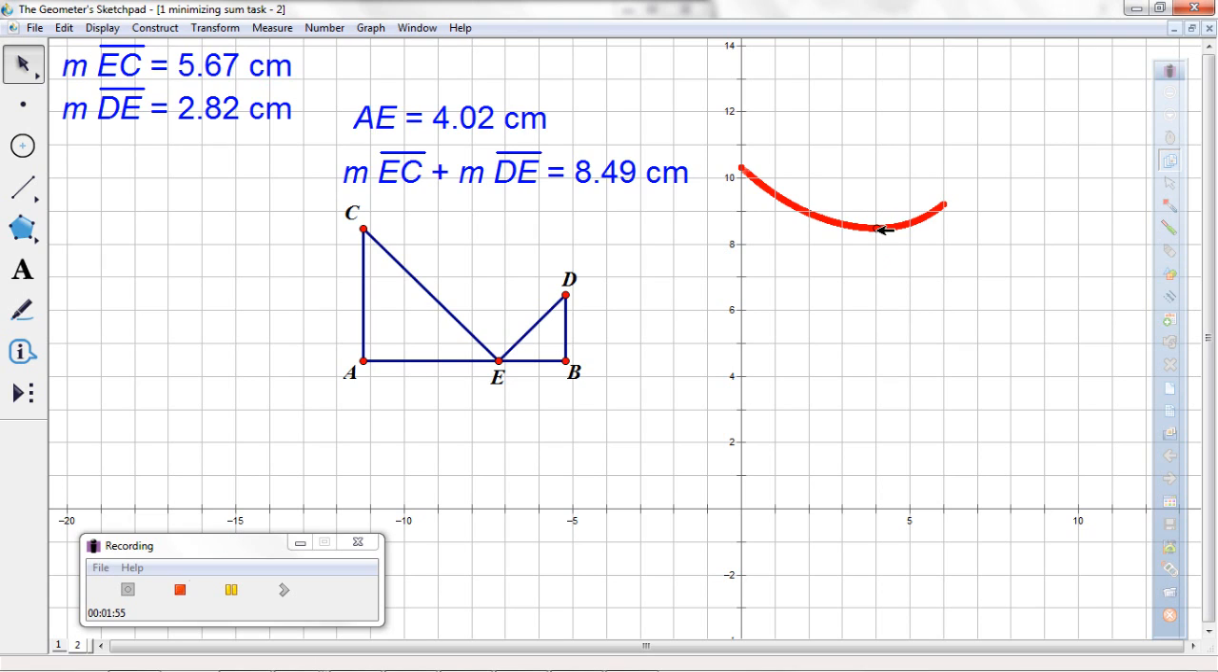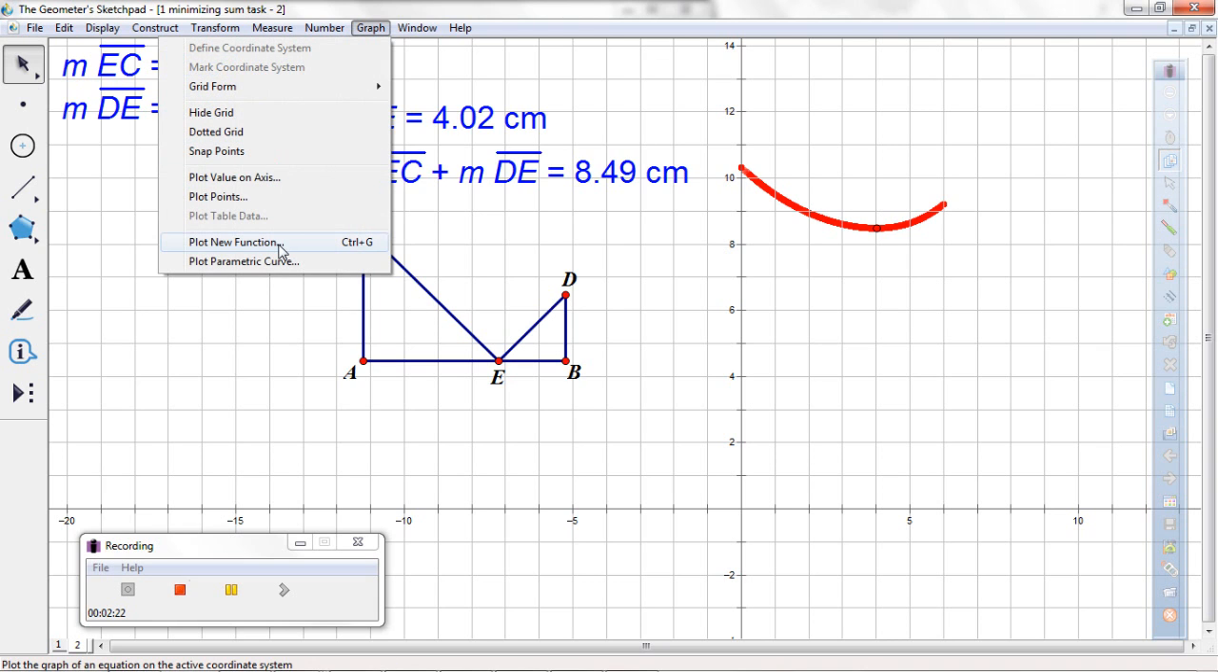Now, for more advanced students, they could make that formula, or they could make the equation and find the minimum of it. Or another thing you could do using the software is, having already done this, you could make the equation and show that it really does correspond to those plotted points. So I'm going to do that.